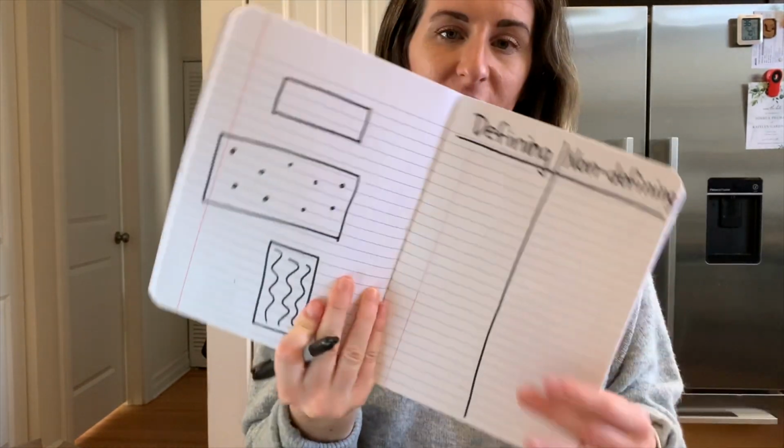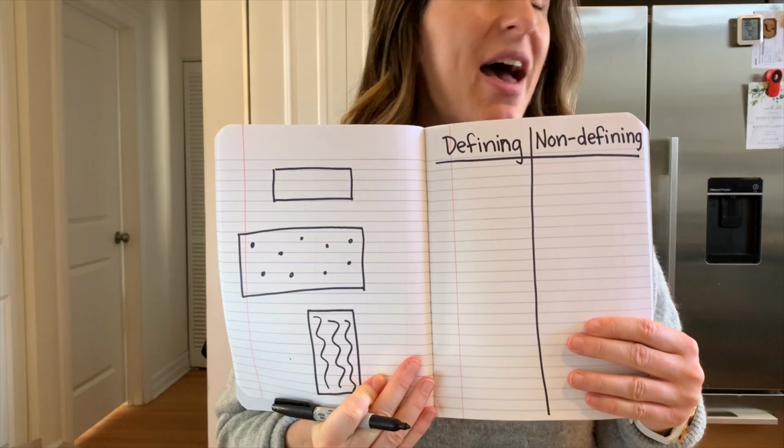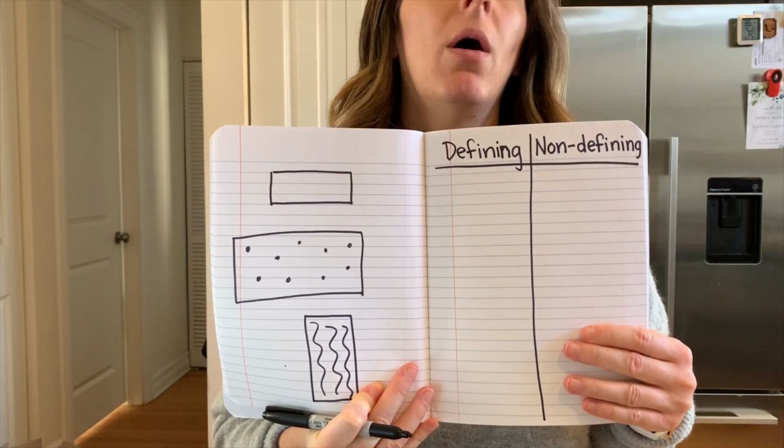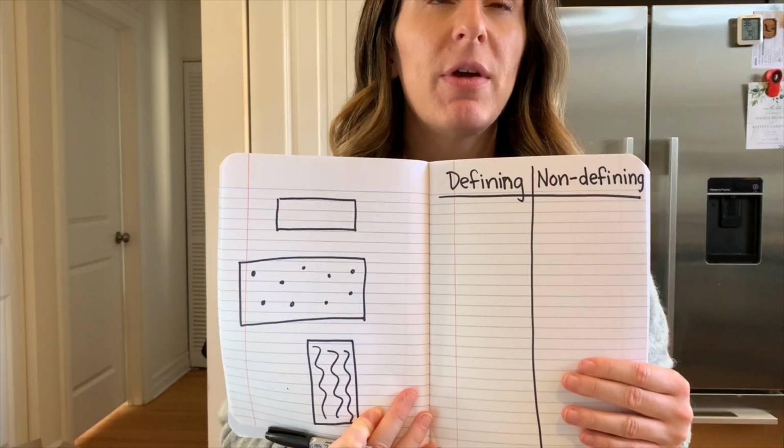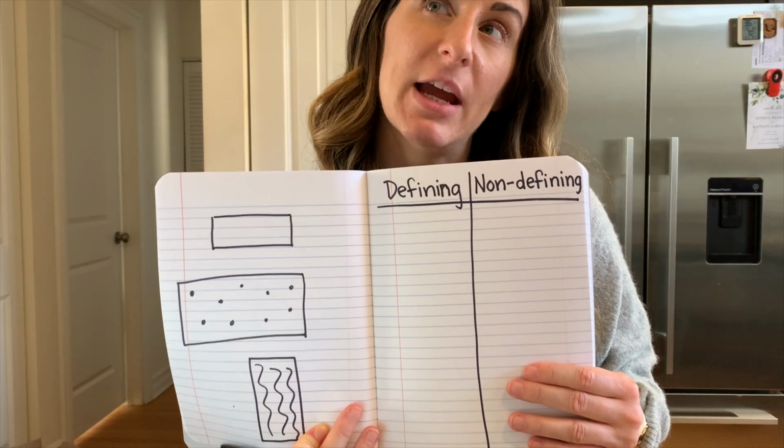All right, now we're going to write down some things on this chart to show that we know what makes a rectangle and what we see on those rectangles that doesn't really matter for making them a rectangle. Okay, on the defining side, what can we say about these rectangles that makes them the same? Every single rectangle in the whole world will have these attributes. So think, what makes a rectangle a rectangle?